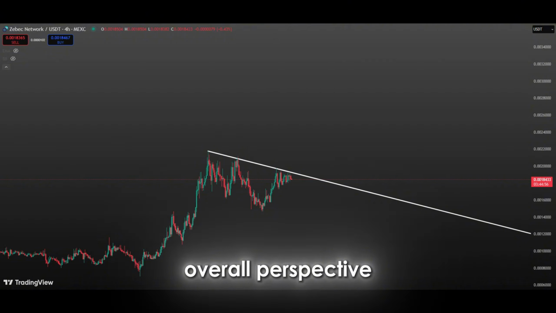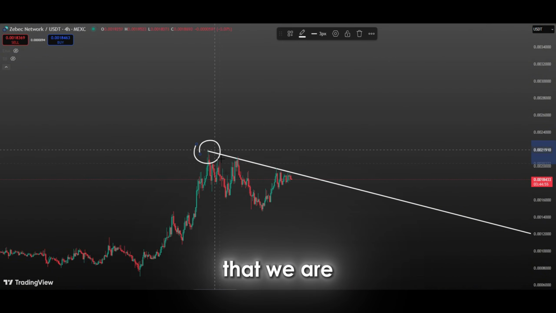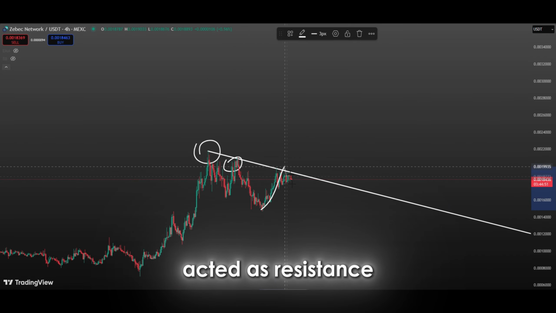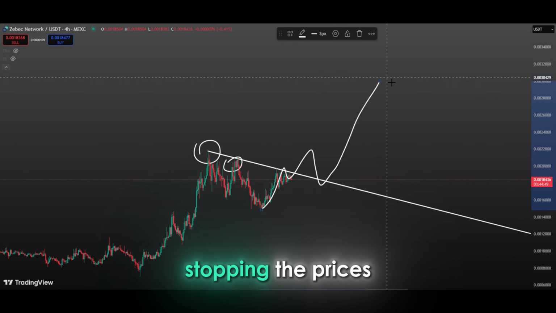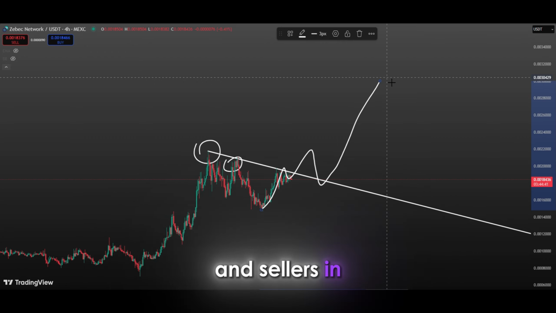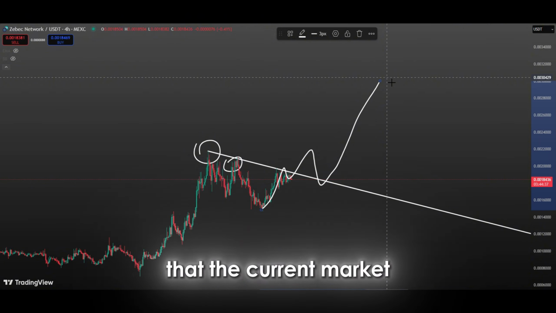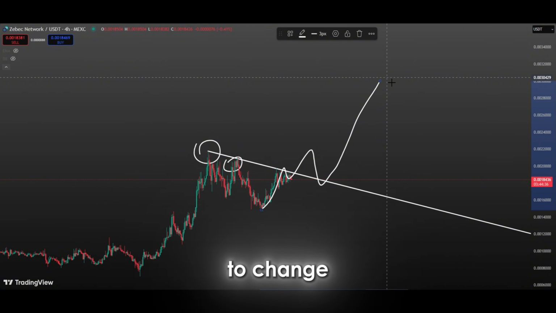Looking at the chart from an overall perspective, it is clear that we are looking at a very distinct downtrend structure. This trend has acted as resistance many times before, stopping the price's upward moves and representing a zone where sellers are in control. Such falling trend lines are critical reference points for both buyers and sellers in technical analysis, because a break of these lines is an indication that the current market psychology is starting to change.